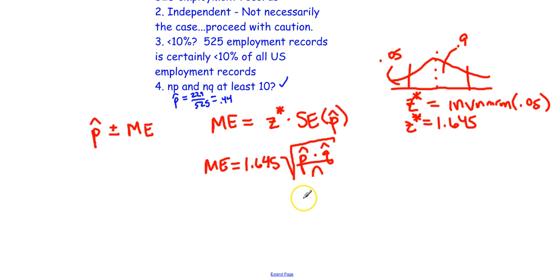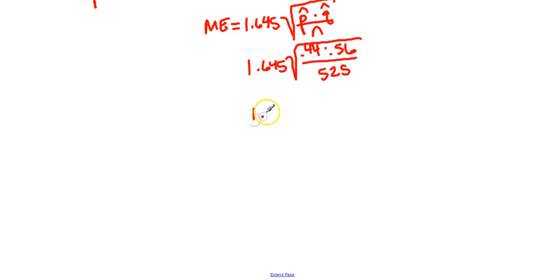All right, so when we plug in our values here, my p hat is 0.44. My q hat is going to be the complement of that, or 0.56, and my particular n is 525. So I need the square root of that. I'm going to multiply it by 1.645, my critical value. And when I do that, I end up with 1.645 times 0.022. And you can, again, plug that into your calculator and confirm that. That's my margin of error.